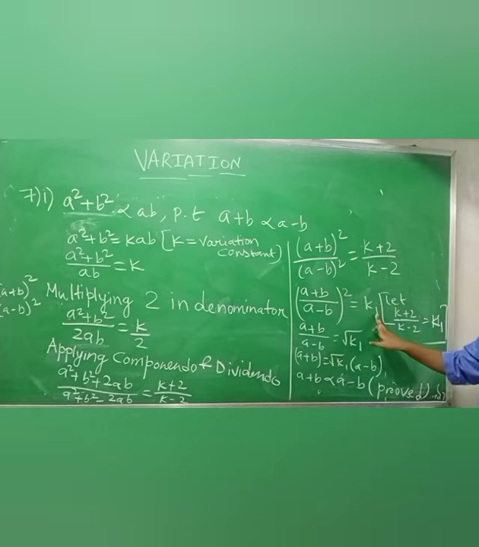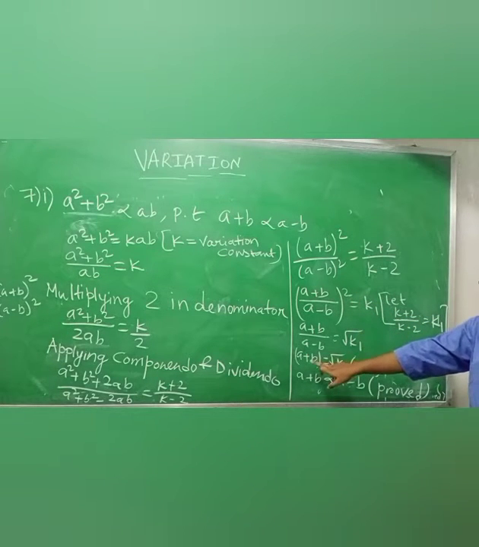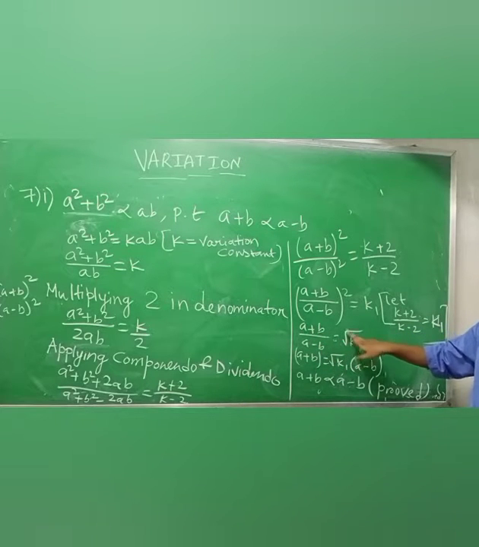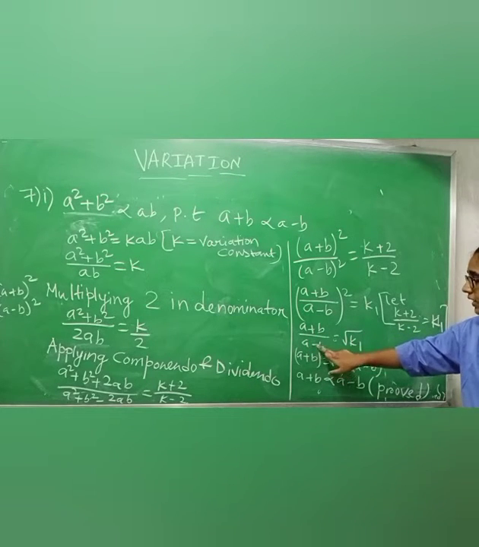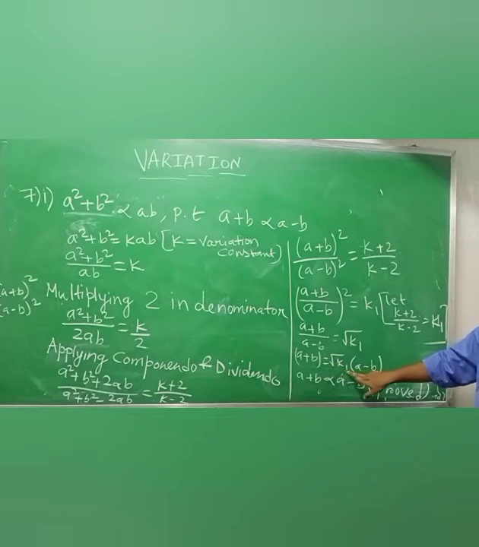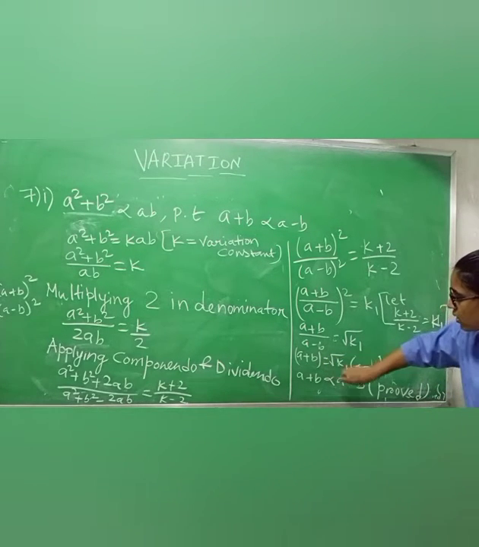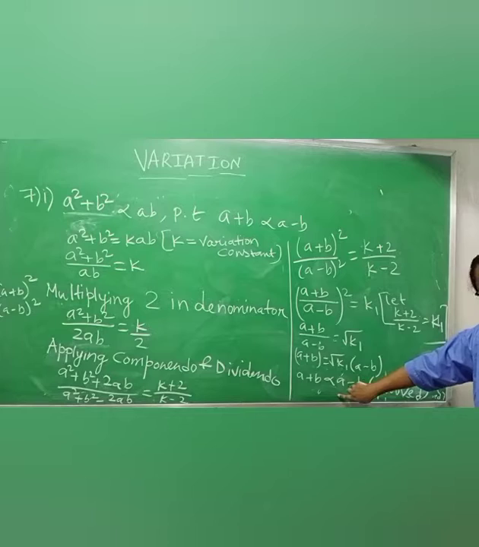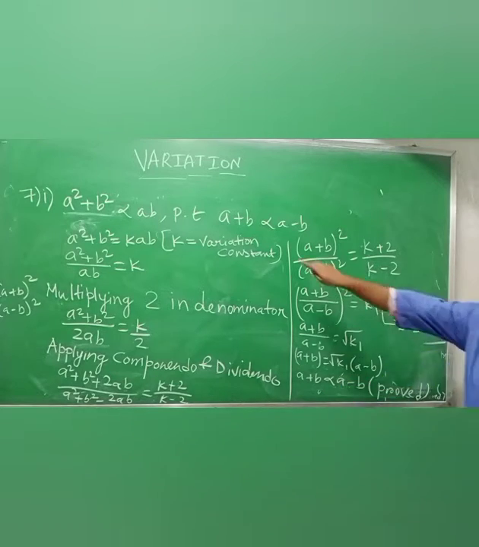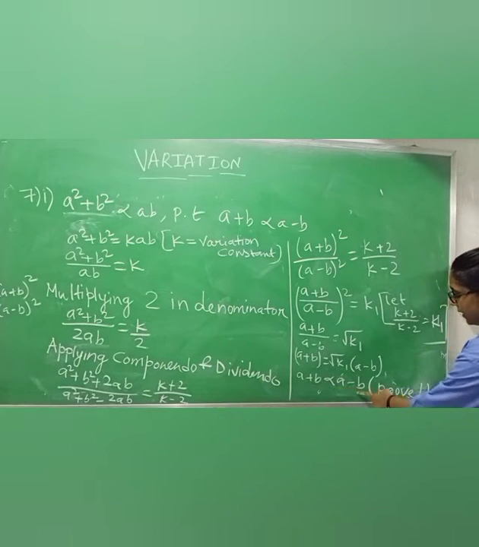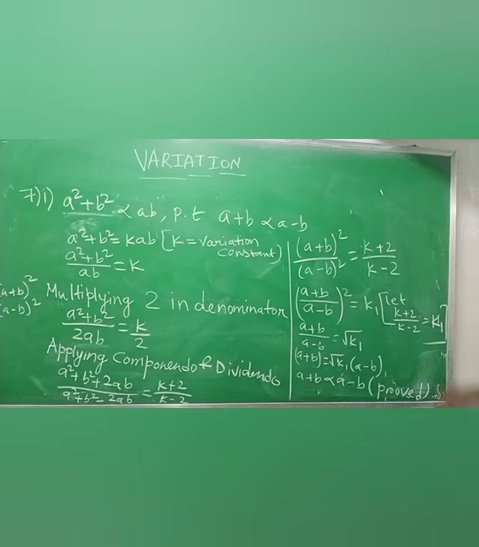This square, when it comes to this side, will become root. So a plus b by a minus b equals to root k1. Now this a minus b I am taking to this side, so it becomes a plus b equals to root k1 times a minus b. Now if I want to remove this equals to sign and this constant term, I will give one variation sign. Now you can see, proved: a plus b varies a minus b. Write this one.